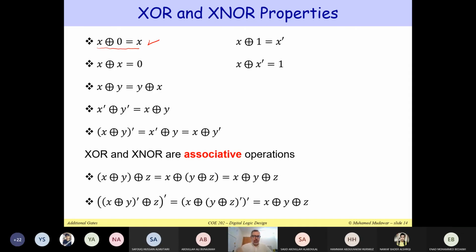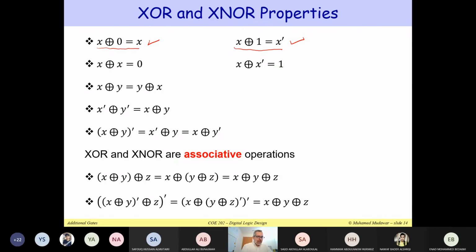If you look here at X XOR 1, it will give you X prime, the complement of X. For example, if X equals 0, then 0 XOR 1 will give you 1, which is the complement of 0. And if X is equal to 1, 1 XOR 1 will give you 0, which is the complement of 1. So you can see that X XOR 1 will give you X prime.